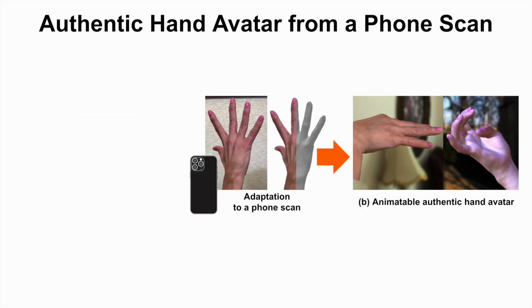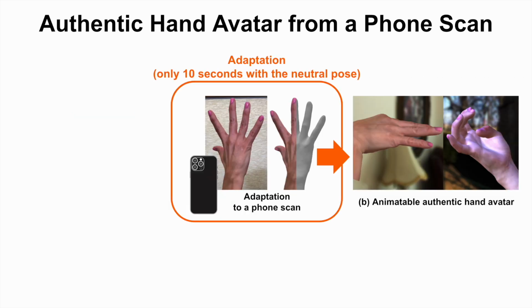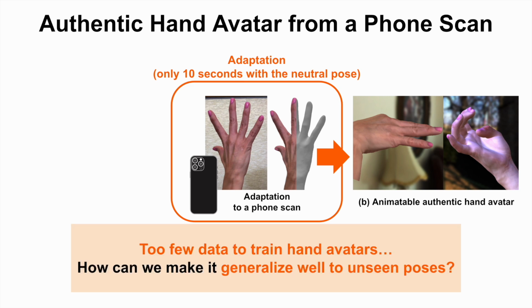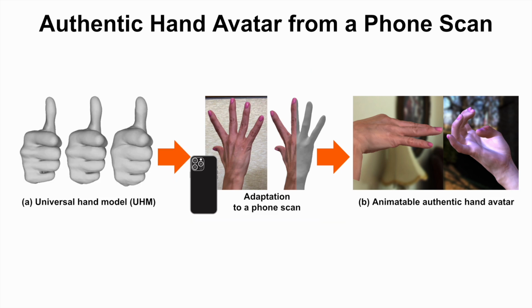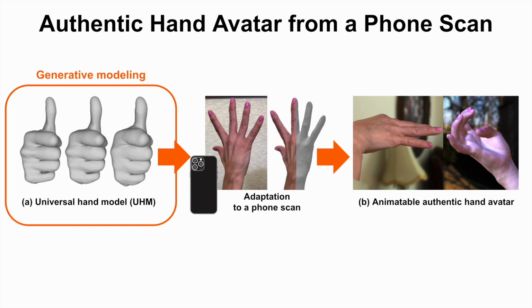The challenge is that the adaptation with a phone scan can utilize only a small amount of training data, which consists of 10 seconds with a neutral pose. How can we make it generalize well to unseen poses? To this end, we introduce our universal hand model, a generative model of 3D hands. It can universally represent high-fidelity 3D hands of any identity and poses.